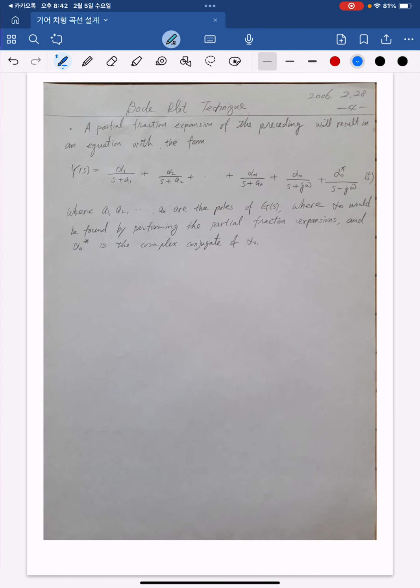A partial fraction expansion of the preceding equation, with the form given, where a1, a2, ..., an are the poles of G(s), where alpha 0 would be found by placing the partial fraction expansions, and alpha 0 star is the complex conjugate of alpha 0.